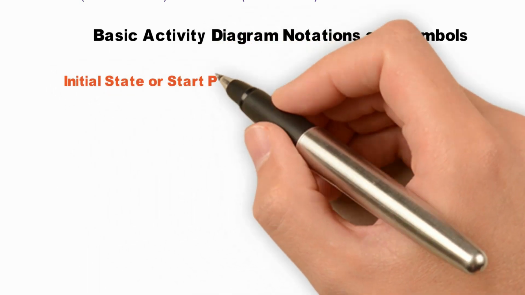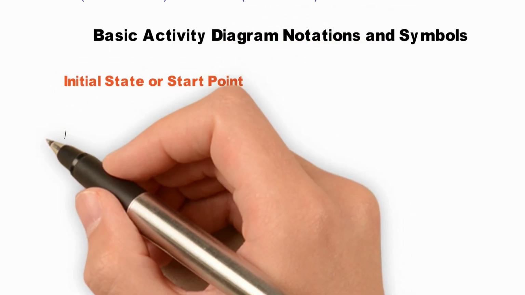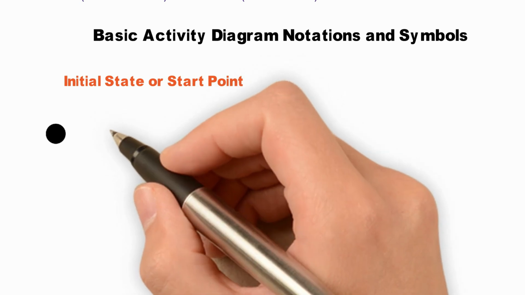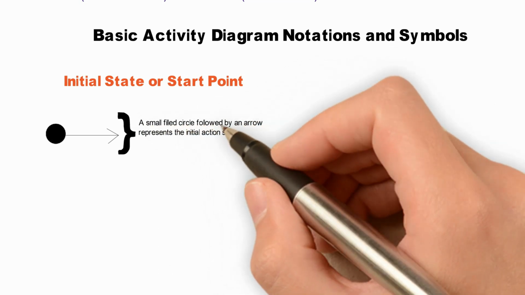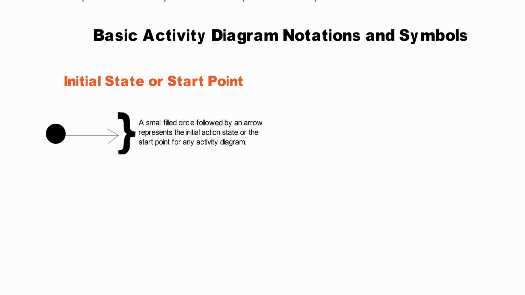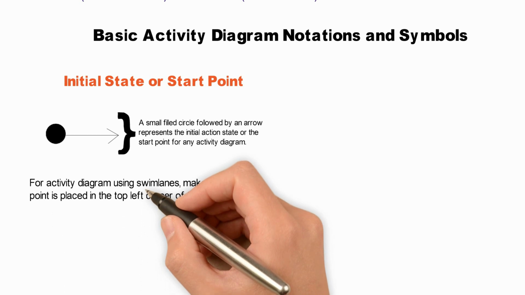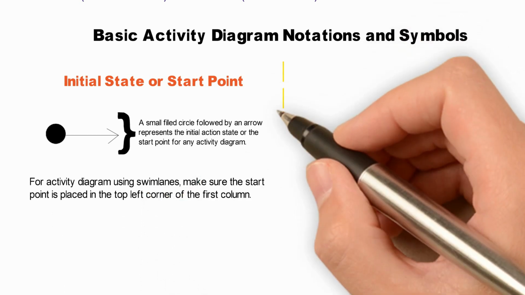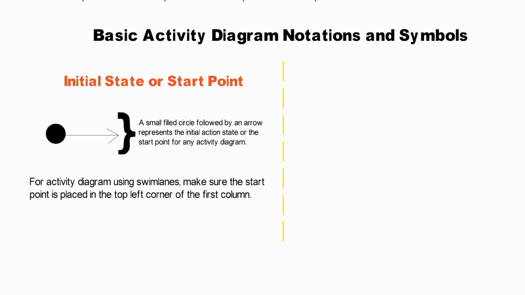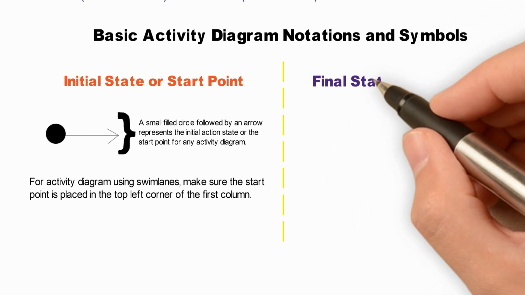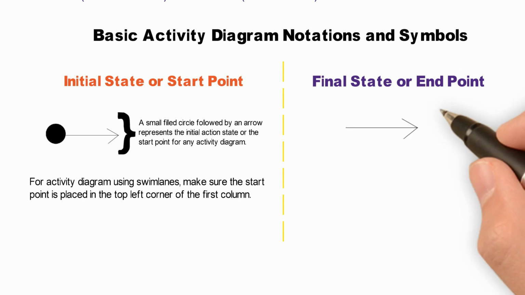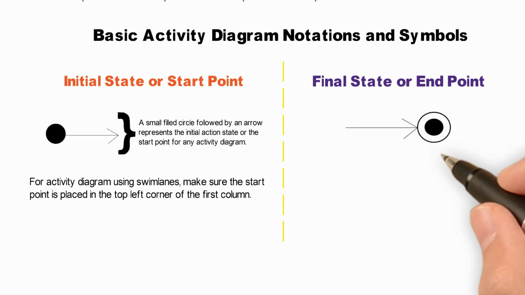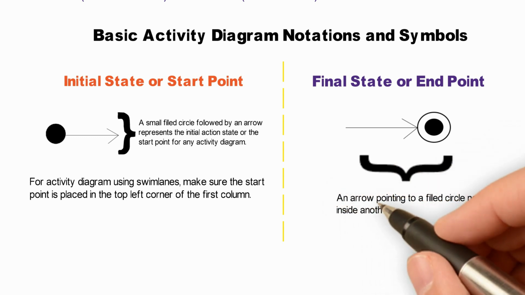Now let's move to the basic activity diagram notations and symbols. The first one is the initial state or start point. A small filled circle followed by an arrow represents the initial action state, or the starting point, of an activity diagram. For an activity diagram using swim lanes, make sure the starting point is placed in the top left corner of the first column. The next one is the final state or endpoint. An arrow pointing to a filled circle nested inside another circle represents the final state action.